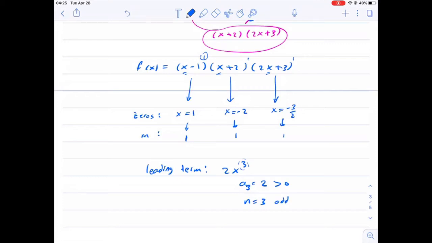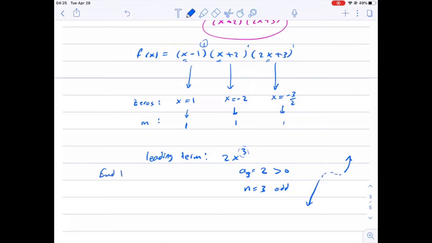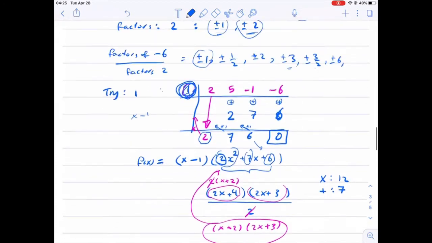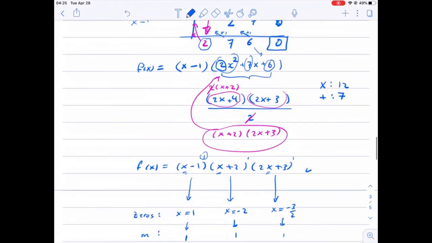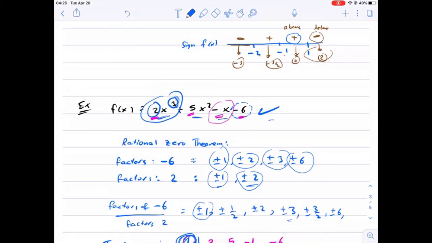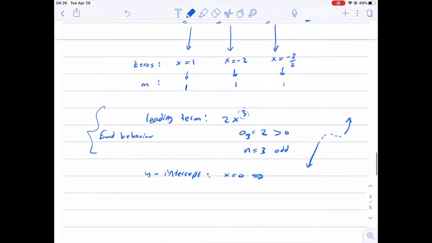So the graph from the table looks like this. This gives us the end behavior. Now we can also find the y-intercept. What is the y-intercept? We just set x equals 0. When we substitute x equals 0 either here or here, because those are equivalent forms, let's substitute it here. This is 0, this is 0, this is 0, and we get negative 6. So y equals negative 6. So (0, negative 6) is the y-intercept.